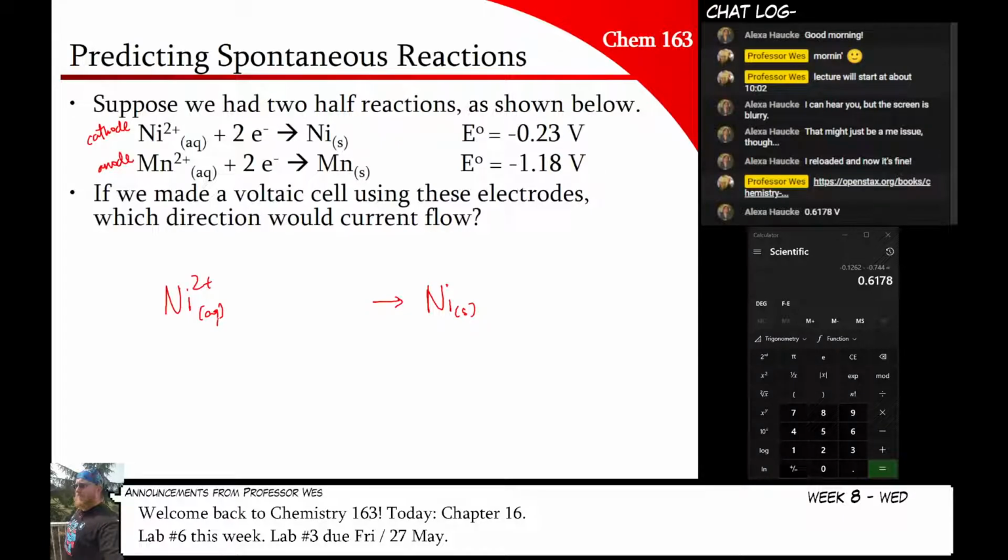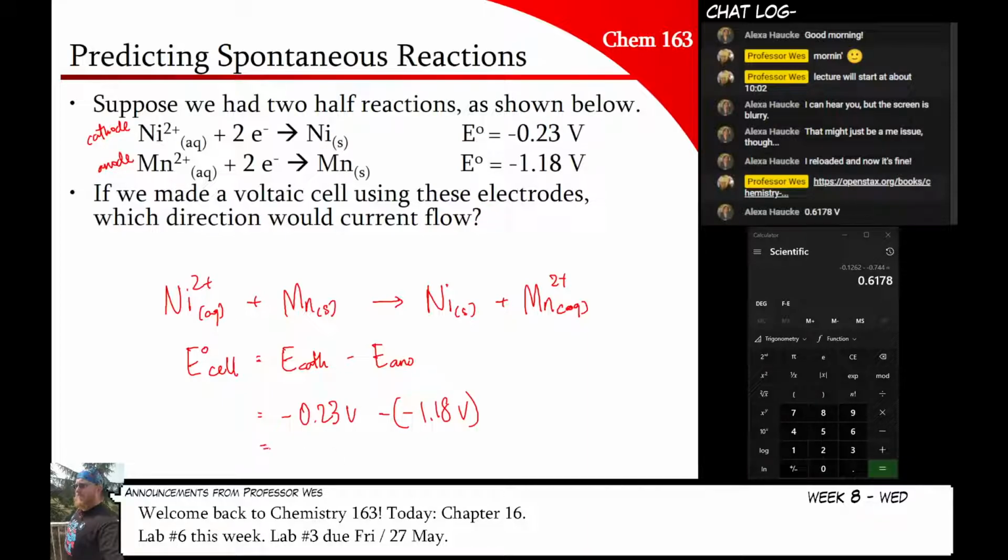So the nickel one remains the same at the cathode. The anode, the manganese, I'm going to flip that around. And then the voltage for this should be, I'm just abbreviating there, negative 0.23 minus negative 1.18, which looks like it's going to be positive 0.95.